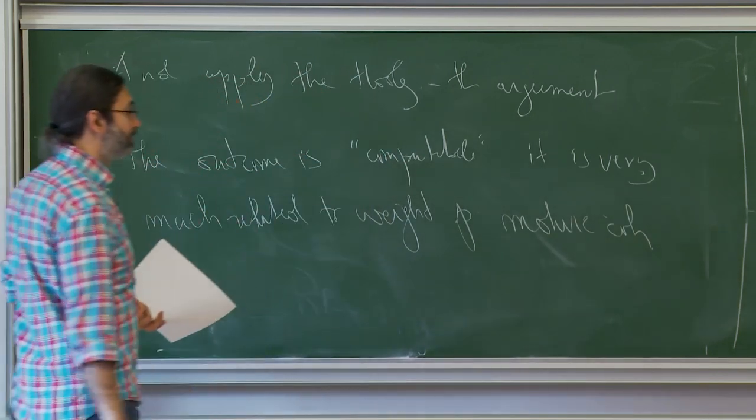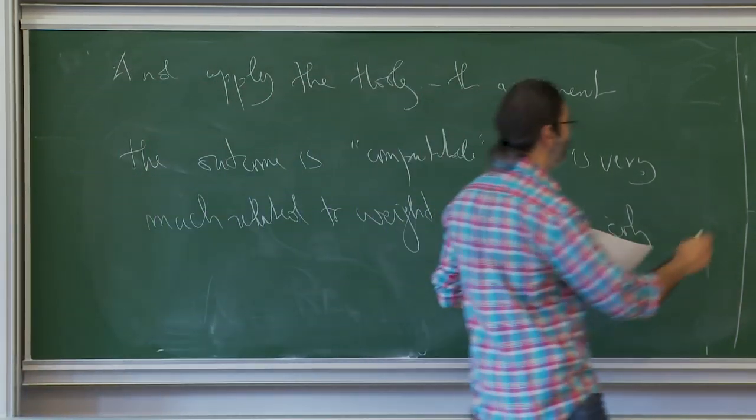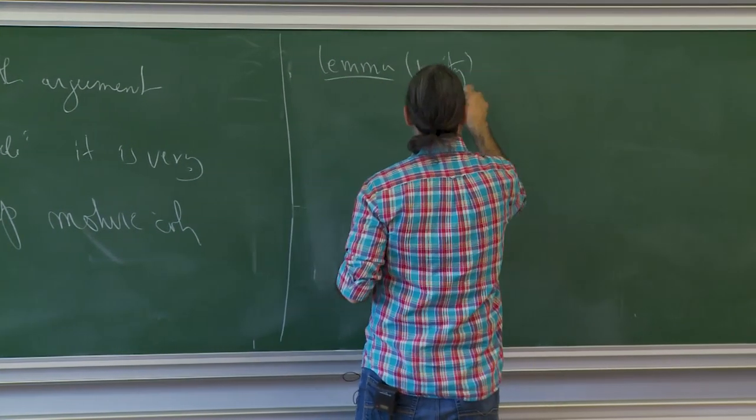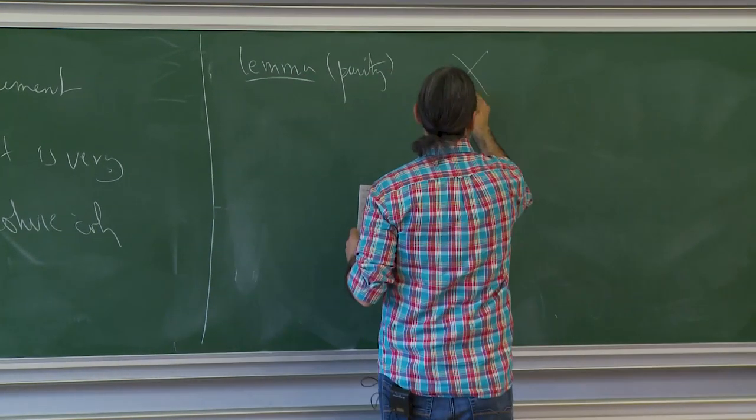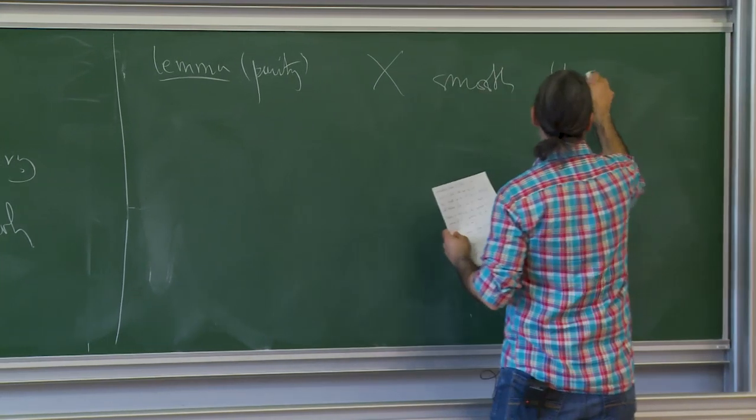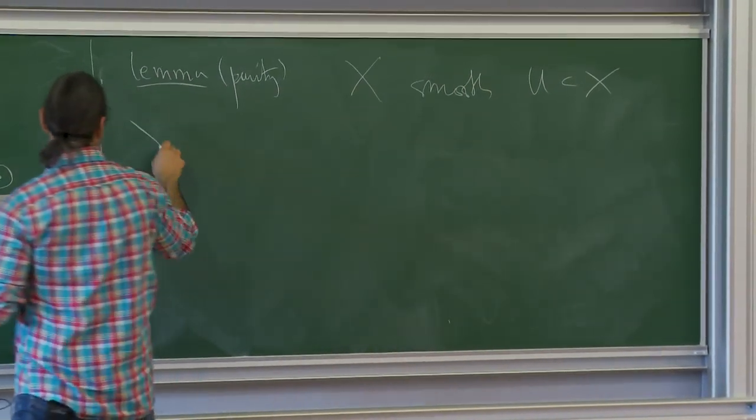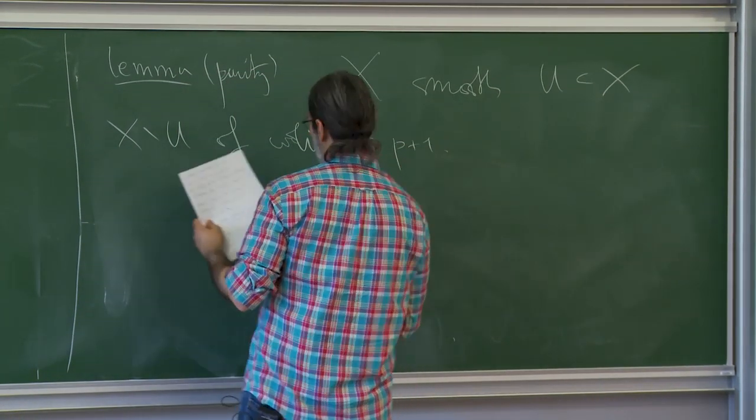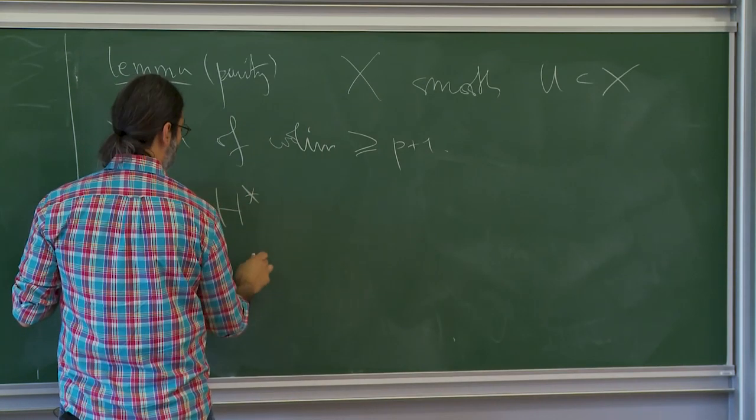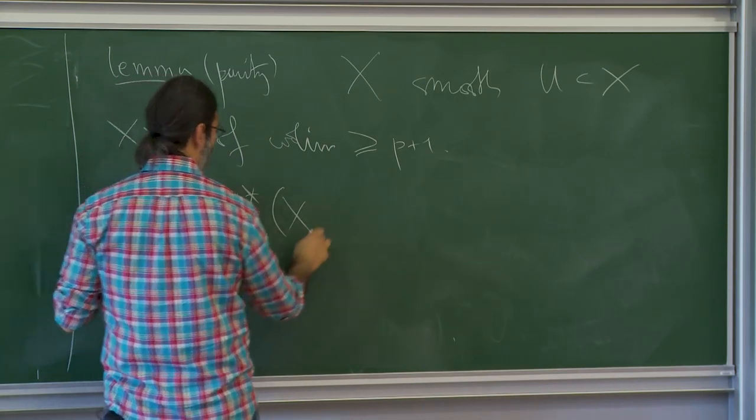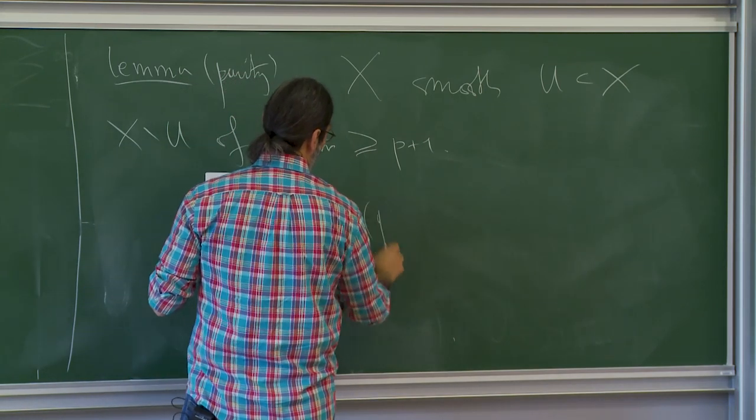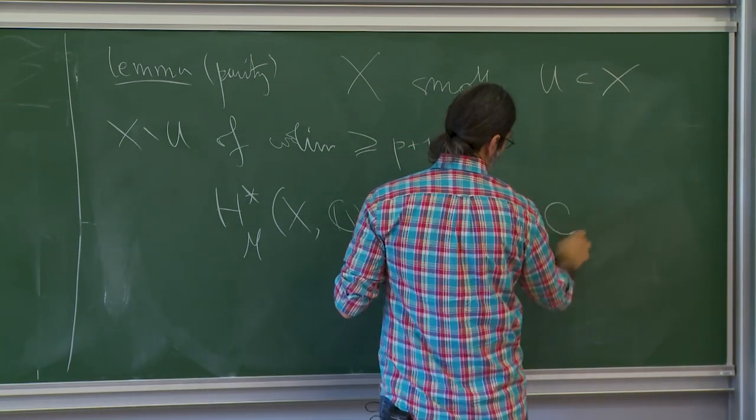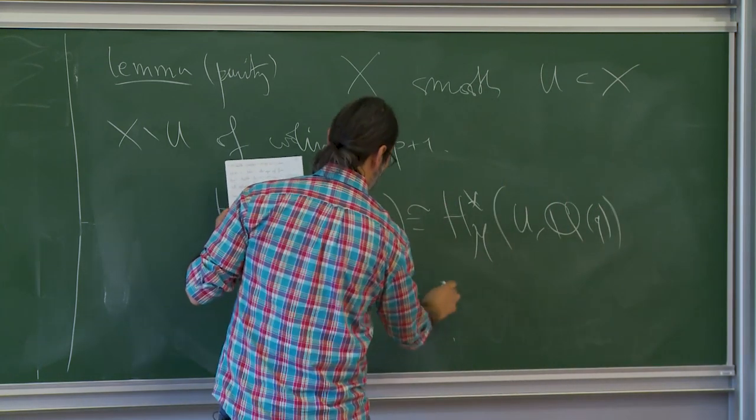And the reason why this argument can work is because of the following fact from motivic cohomology. So this is purity in motivic cohomology, saying that if you take X smooth, U inside X open, and X minus U of codimension bigger than p plus 1, then motivic cohomology does not see the difference between X and U in weight q less than p.